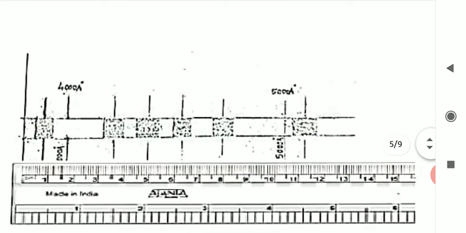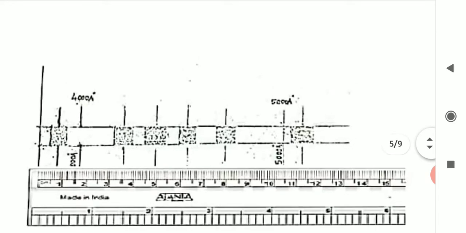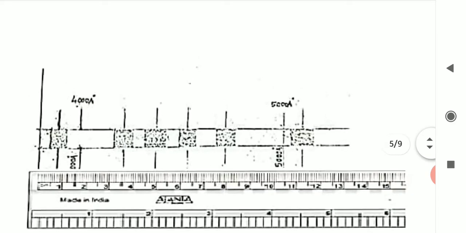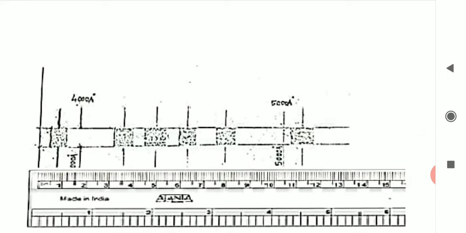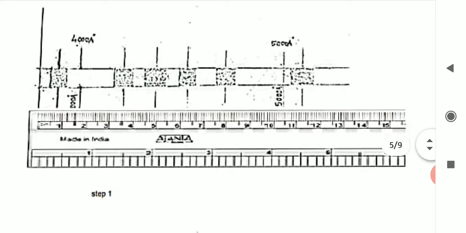See, this is the data sheet that will be given. Keep the scale like this. Use the scale such that this line is exactly here. For the line corresponding to 4000, what is the reading? Approximately it is around 1.6. Similarly, corresponding to 5000, how much is it here? This is the 4000 line here, and this is the 5000 line.